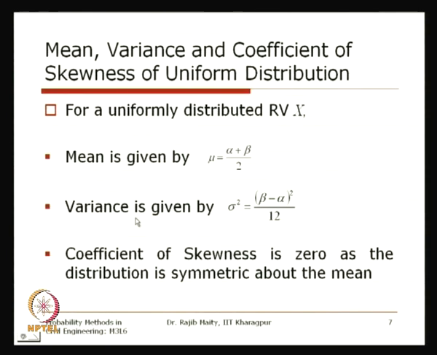And for the variance, the equation that we use takes the deviation from the mean, squares it, multiplies it with the probability density function and integrates over the entire support. Then we get the variance equal to beta minus alpha whole square divided by 12. So, this is the variance, and obviously skewness is 0 as discussed.